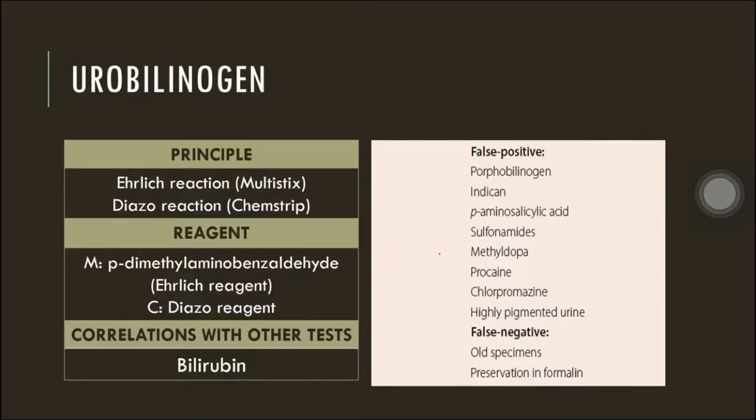So let's go to the technicalities of urobilinogen. The principle of urobilinogen is actually two, depending on the method or reagent strip you use, whether multi-sticks or Chemstrip. For multi-sticks, it uses the Ehrlich reaction. For Chemstrip, it uses the diazo reaction. The reagent for multi-sticks, the Ehrlich reagent, is also known as para-dimethylaminobenzaldehyde, or PDAB. For Chemstrip, it uses diazonium salts. Again, urobilinogen is most useful if combined with bilirubin.